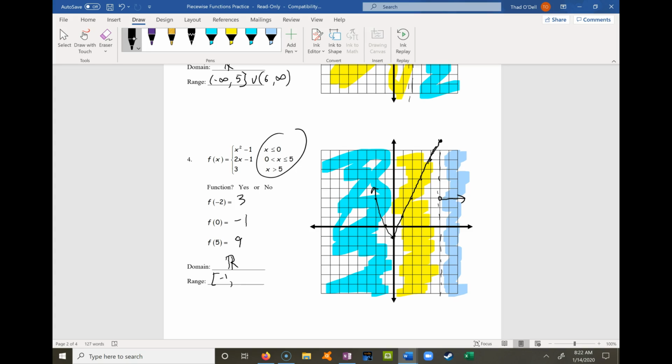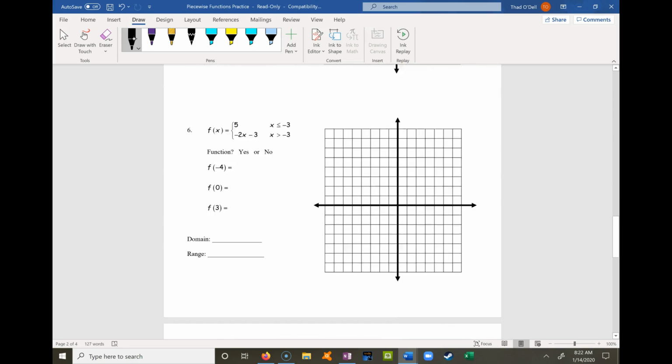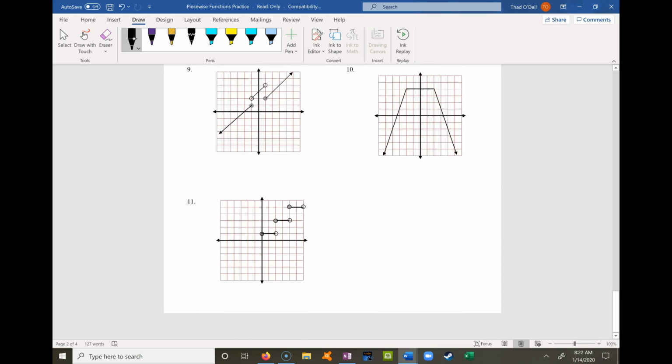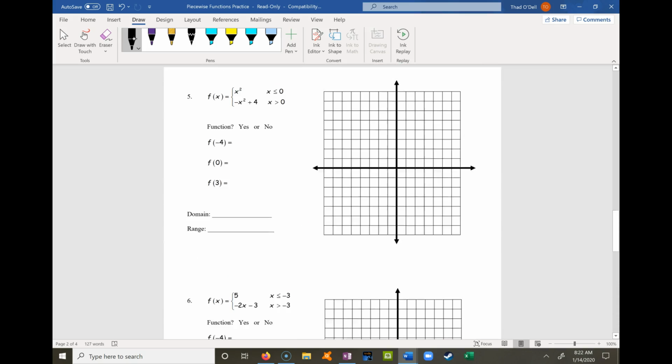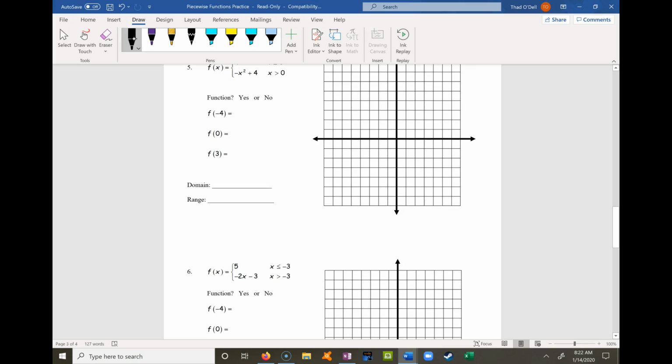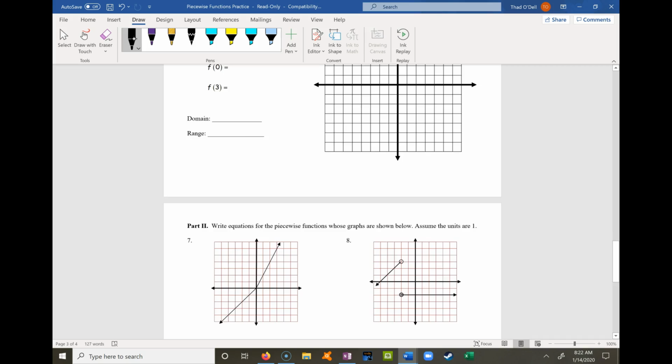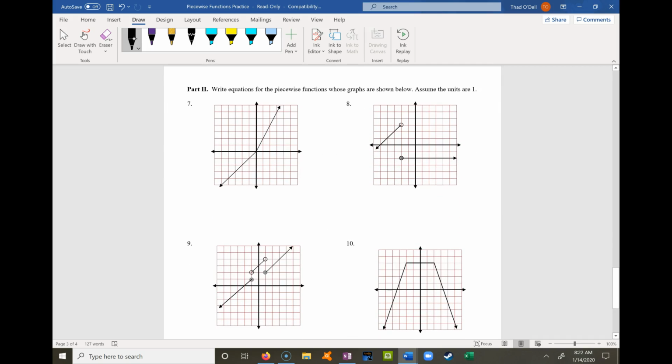Okay. Let's see how many more of these. Okay, I think I'll do these 5 and 6 offline, and I'll post this solution sheet also along with the video. And let me do a couple of these. Write equations for the piecewise functions whose graphs are shown below. So maybe I'll grab number 9.